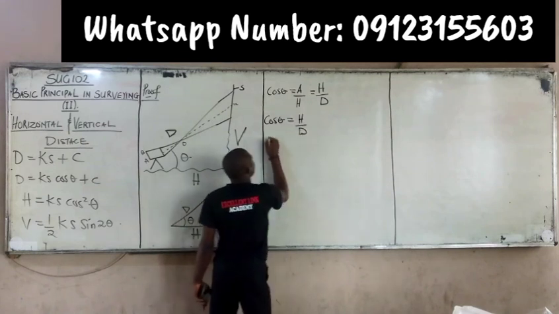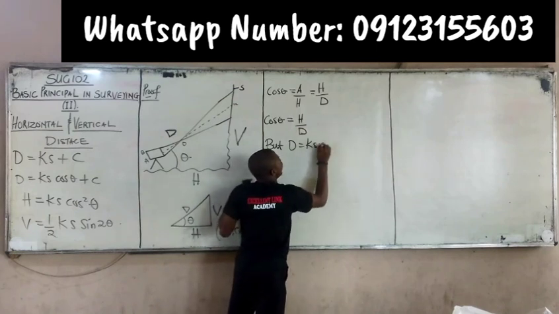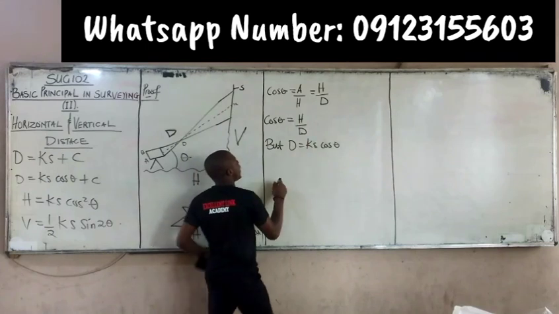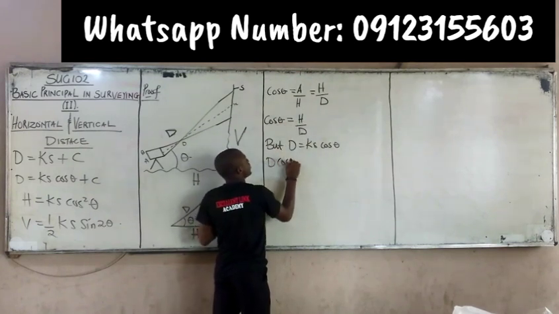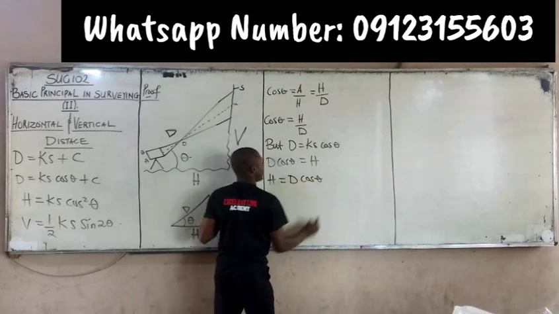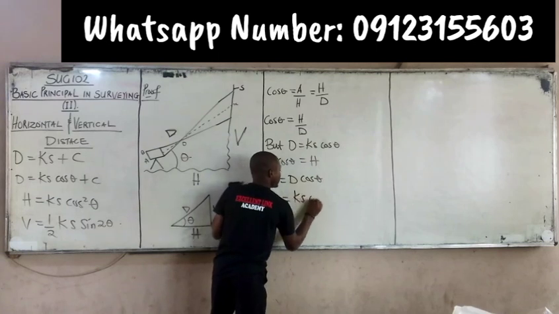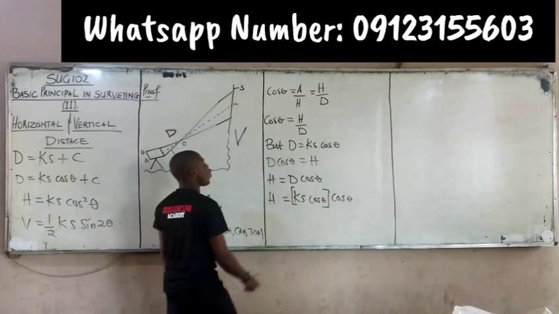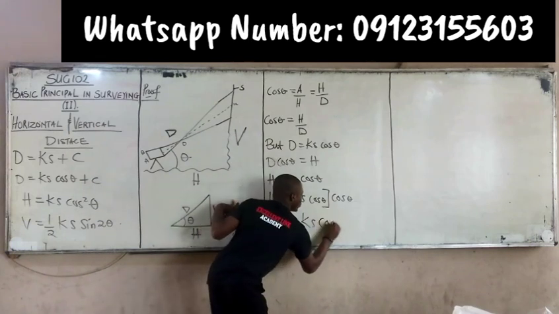But we said D is equal to Ks cos theta plus C. We said that initially here, and C here is optional. So if I put in the value here and multiply, I'll have D cos theta is equal to H. I can arrange this as H is equal to D cos theta. But we said D should be Ks cos theta, all into cos theta. So cos theta multiplied by cos theta, I'll have H is equal to Ks cos squared theta as my answer. So this is the proof.